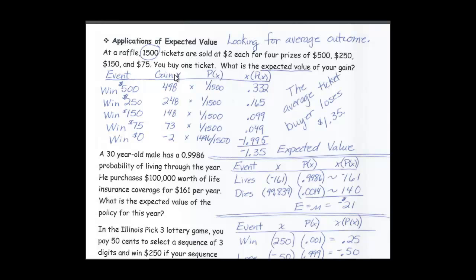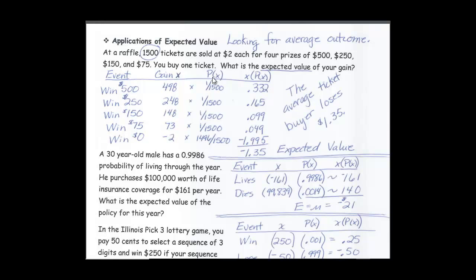Our values here could be a gain or a loss, so I should have written gain or loss here. If we win $500, we actually are gaining only $498, because we have to take away the cost of the ticket that we used to purchase the ticket. So these gains or losses could be listed by taking $2 away from each of these values here. After that, we're not really calculating with this first column. This is the true value of each of our outcomes.